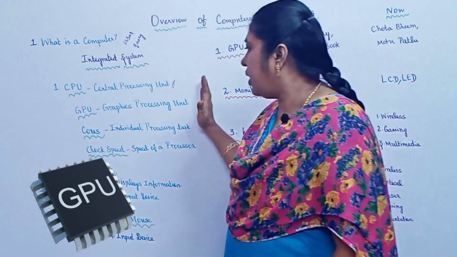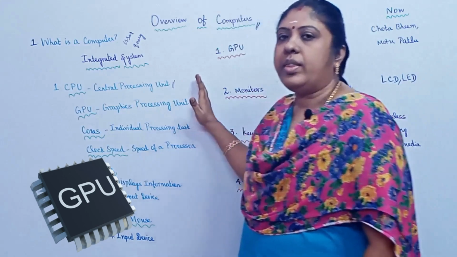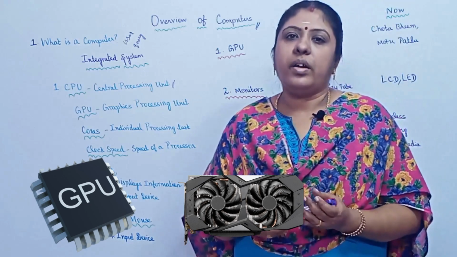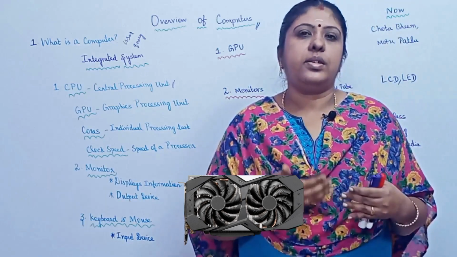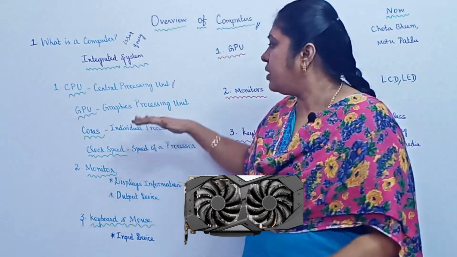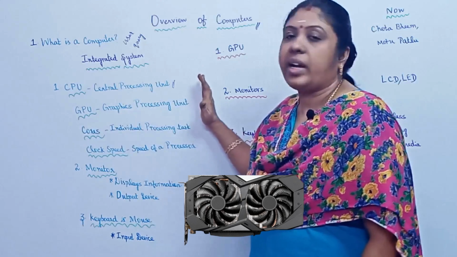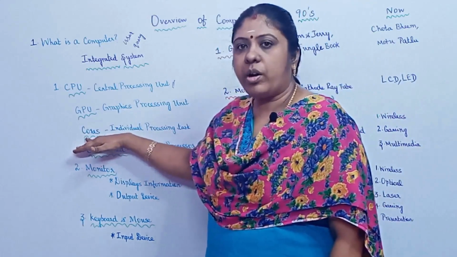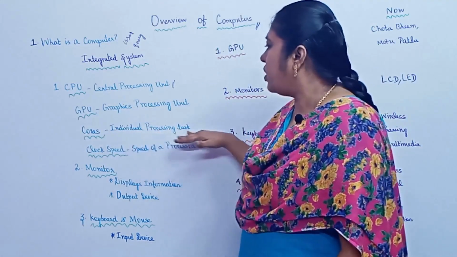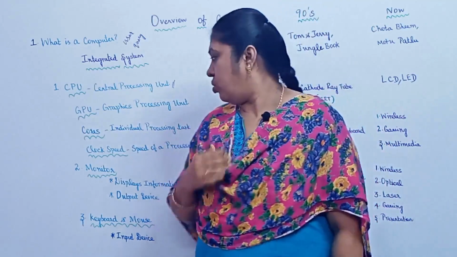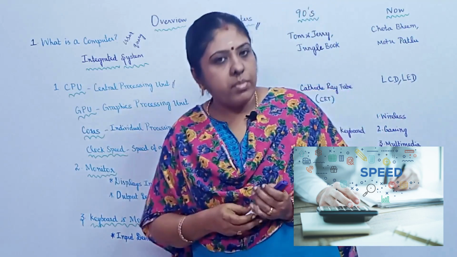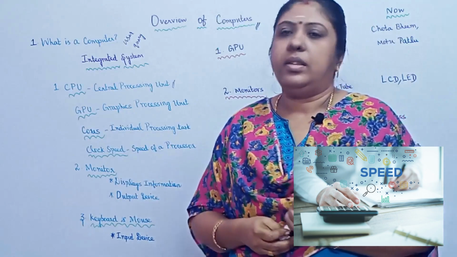And next comes the graphics processing unit. This graphics processing unit can be used for video editing purposes, and nowadays we are watching many animated series. Everything is possible only with the help of the graphics processing unit. And then next, the cores. That is, within the processor, each individual processing task unit is called a core. And then clock speed. The speed of the processor is measured in gigahertz. That is called the speed of the processor.